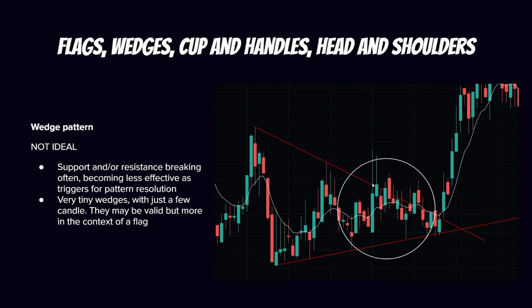You see here the wedge is still very wide, especially compared to the size of these candles, whereas here the candles are getting smaller and smaller and smaller. At some point the price has to decide which way to go. But as I said, not ideal wedges are very tiny in terms of duration, and the support and resistance lines break more often than not. That's not ideal.